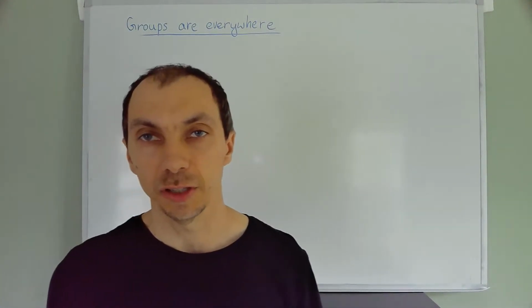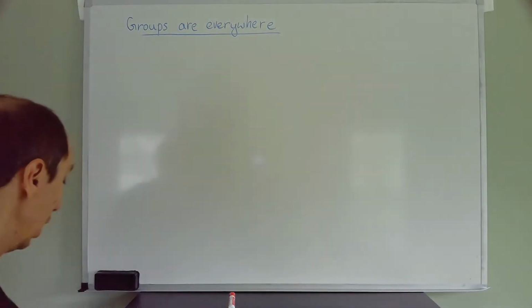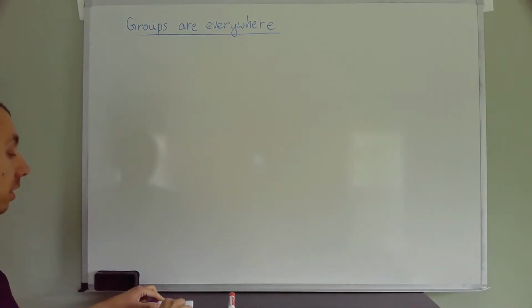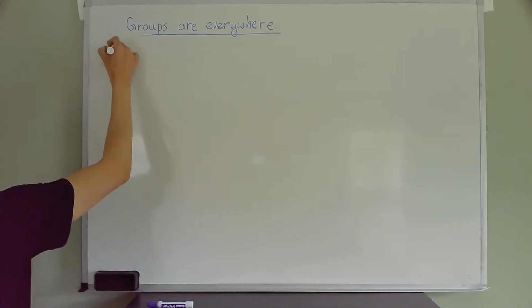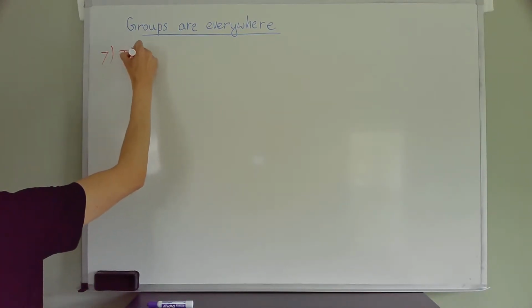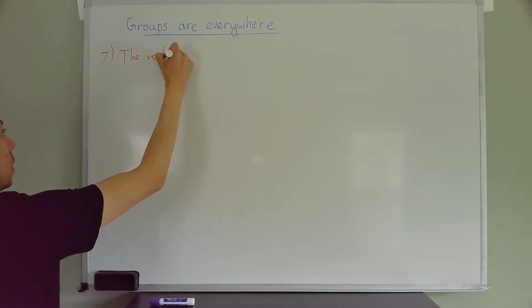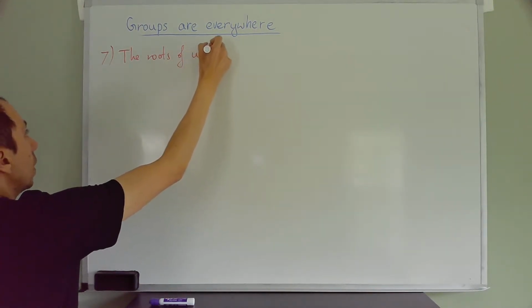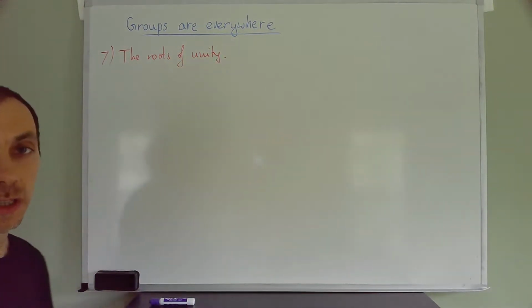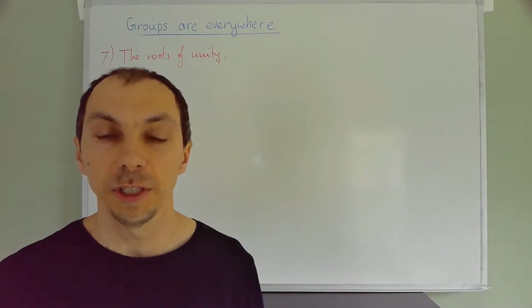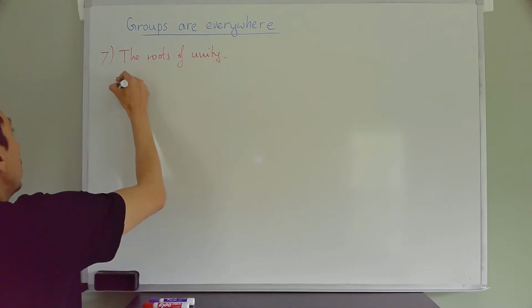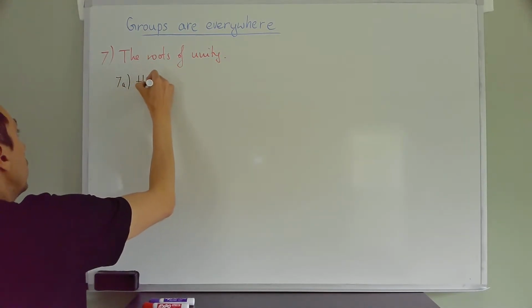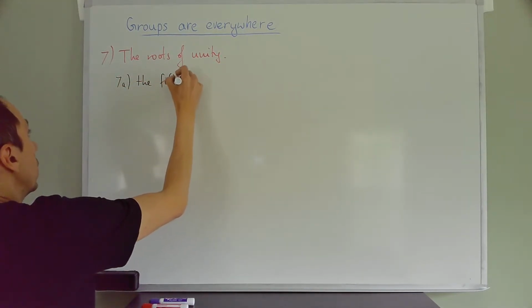Let's continue with our examples of groups. The next example is something, again, we have studied quite a lot in our course, namely the roots of unity. And let's first look at a particular case, namely the fifth roots of unity. So, sort of 7a here, the fifth roots of unity.